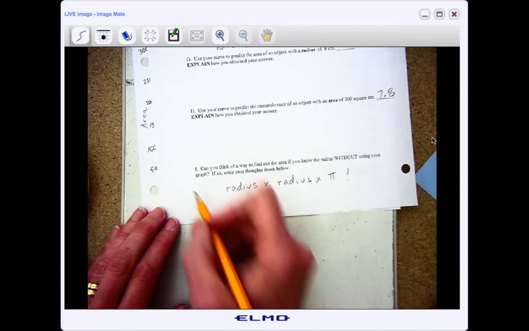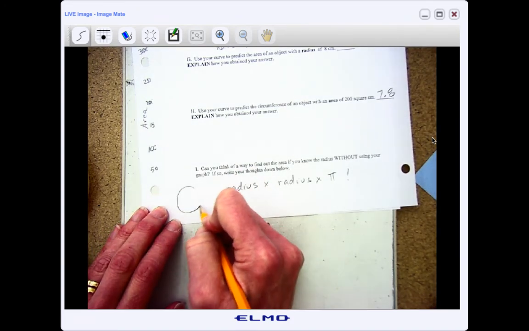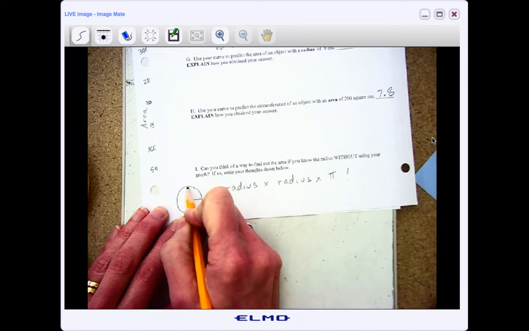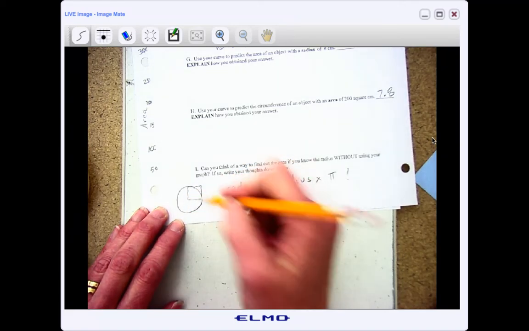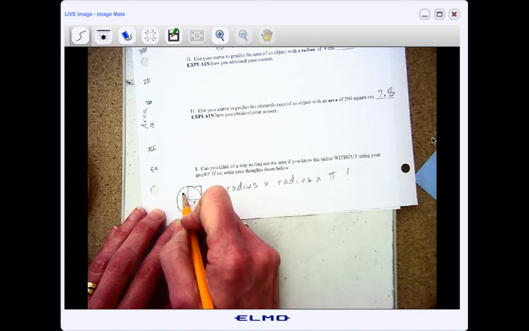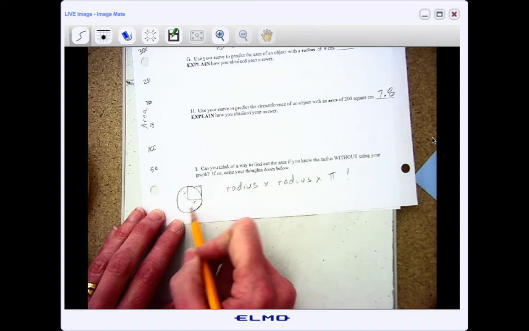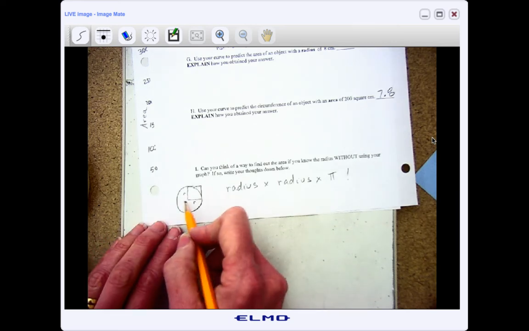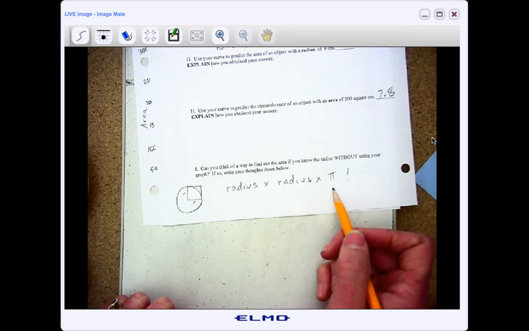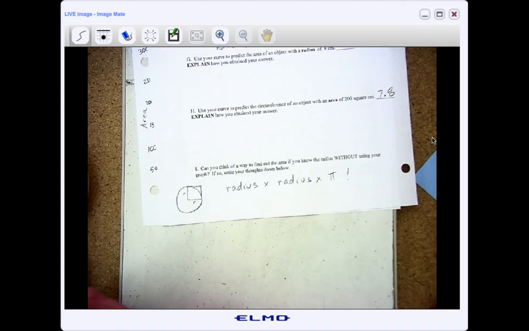Here's another kind of cool way to think about it. If I look at this circle, if I go ahead and draw this kind of square here, how big is that square? Well, that square can be found by taking the radius times the radius. How many of those squares do you think fit inside? Well, definitely not 4. And really, a little more than 3. What's the magic number? Pi. So radius squared times pi will give you the area of any circle. Isn't that totally cool?